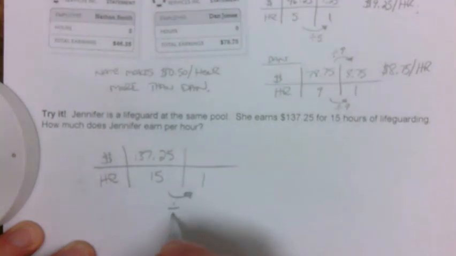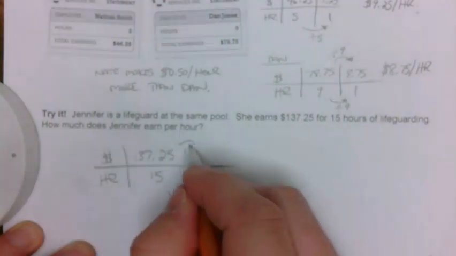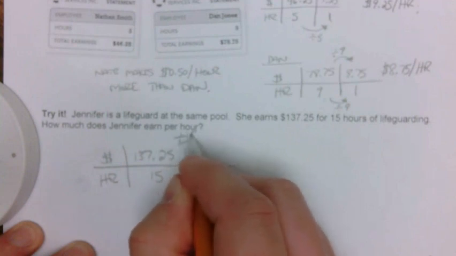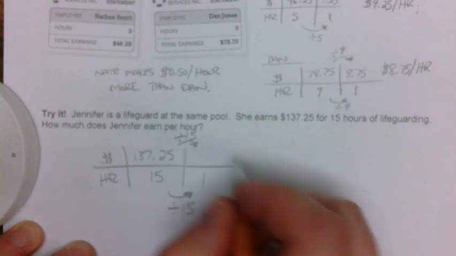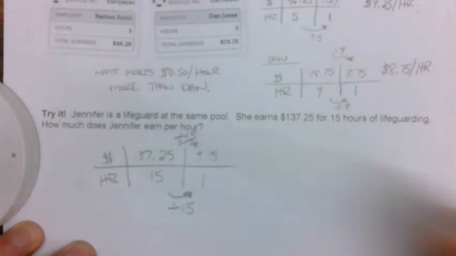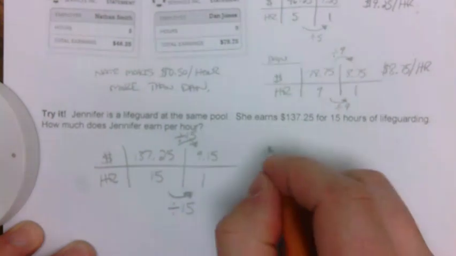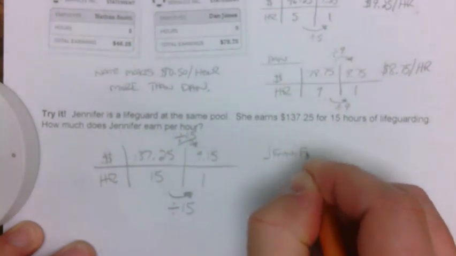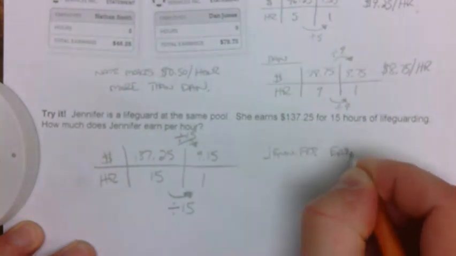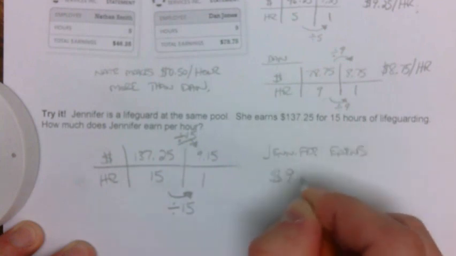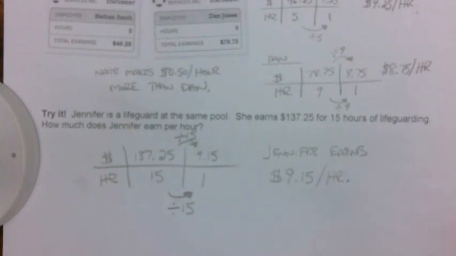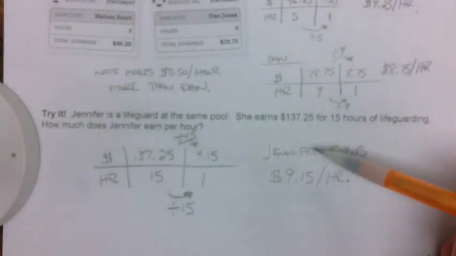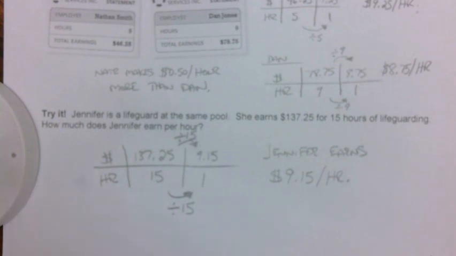We want to know in 1 hour, how much does she make? So we'll simply scale back by dividing by 15. 15 divided by 15 is equal to 1. $137.25 divided by 15 is going to give us 9 and 15 hundredths, which means then that Jennifer earns $9.15 per hour. Okay, so now we know how much all 3 lifeguards make.